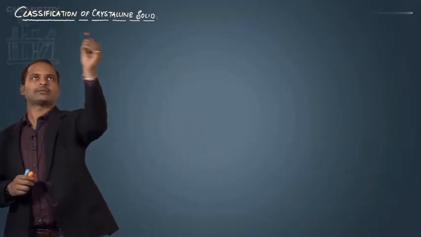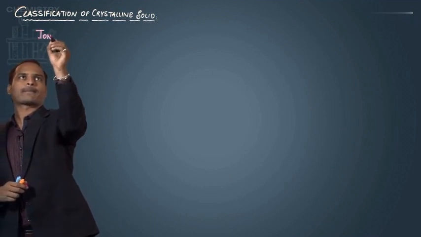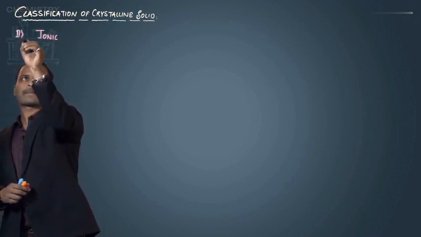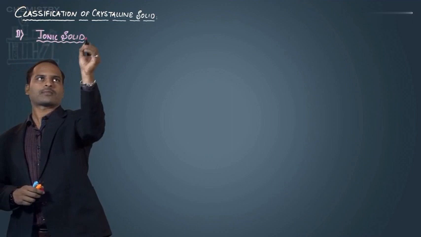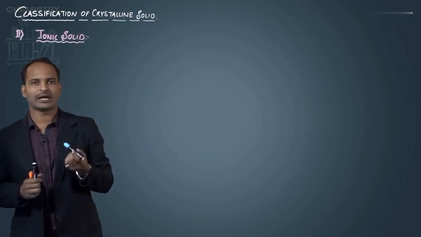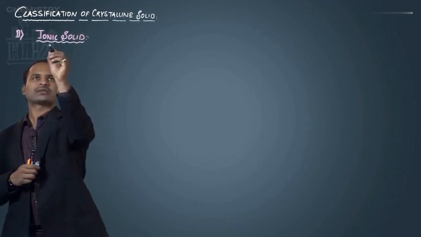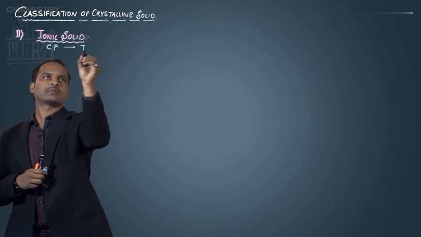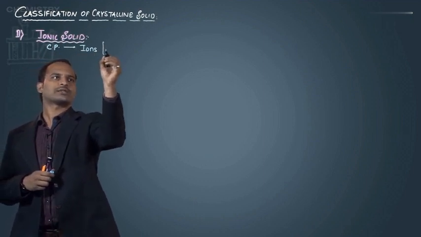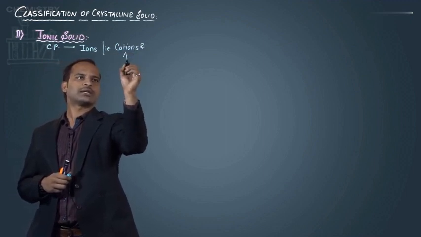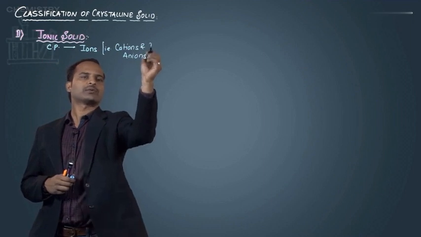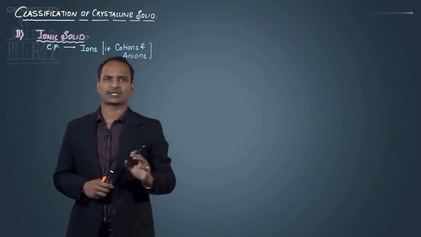Now let's see the second type of crystalline solid, which is called an ionic solid. As the name says, these are solids which are made up of ions. This means the constituent particles are ions. We have two types of ions, called cations and anions. Both are present here: cations are positive ions carrying a positive charge, and anions carry a negative charge.